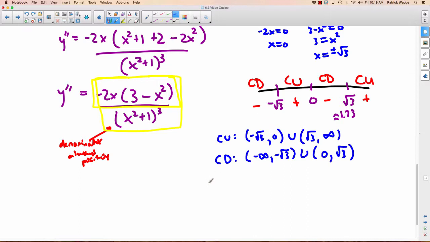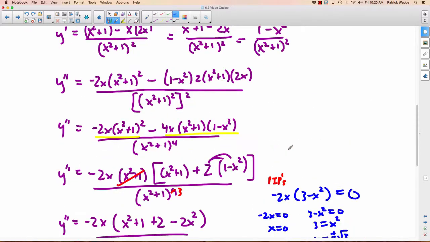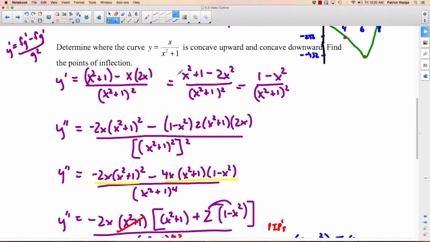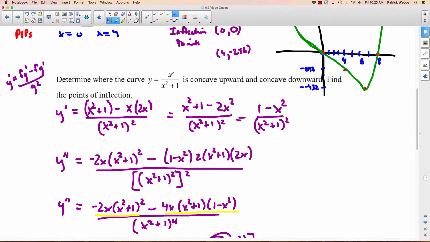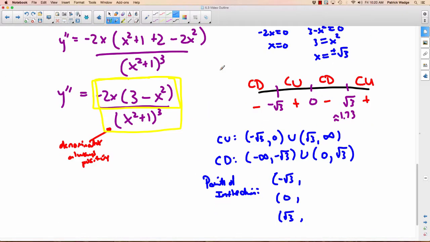And finally, we need to get our points of inflection. Well, every time the sign changes, you have one. So you're going to have one at negative root 3, because it goes from negative to plus. You're going to have one at 0 because it goes from plus to minus. And you're going to have one at root 3 because it goes from negative to plus. And now you have to plug all those into our original function. Oh gosh, look at that. Well, the 0 is not bad. If I put 0 in there, I get 0 over 0 plus 1 is 1. 0 over 1, 0. Good. So one of my inflection points is 0, 0.